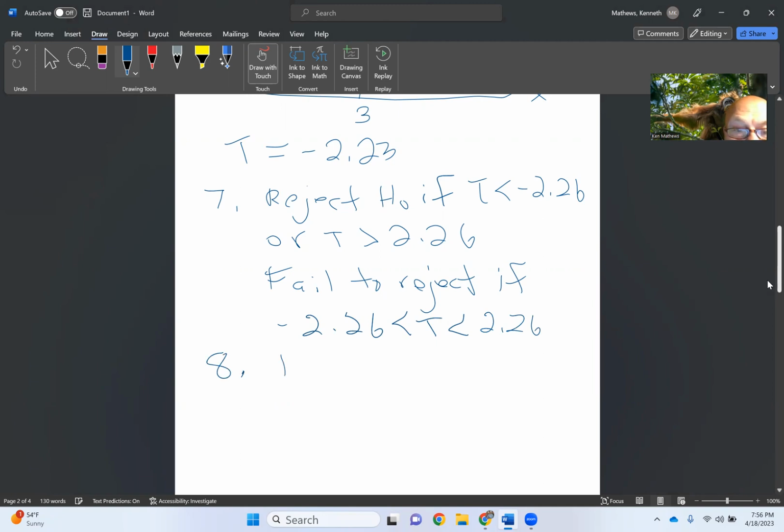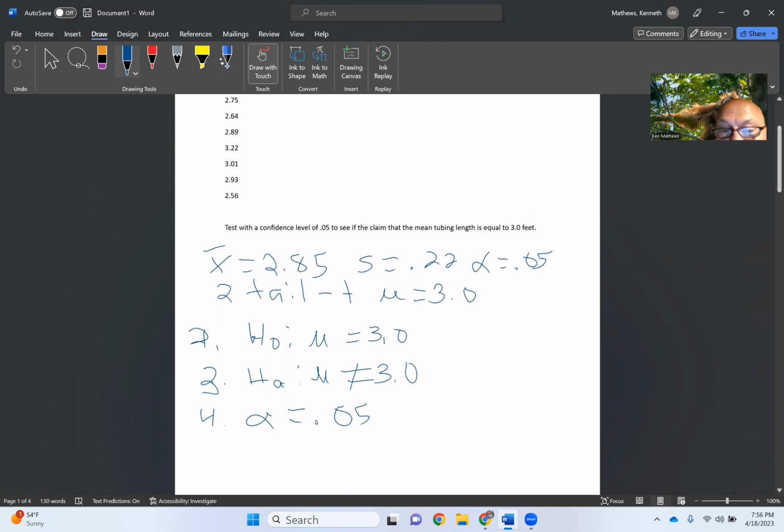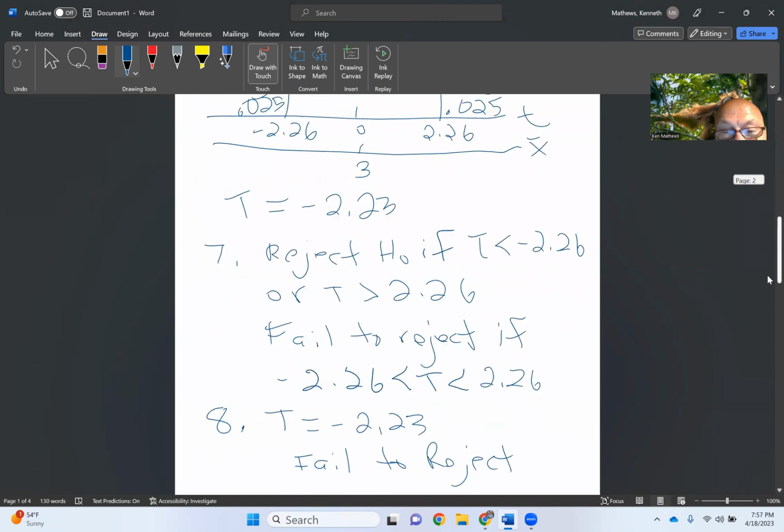All right, step 8. Oh my goodness, the big T value is negative 2.23. Oh, these bastards got away with it. So we failed to reject. Now let's go look at our alternative hypothesis because our statement has to be based on that. The alternative hypothesis is that the mean is not equal to 3. So we did not prove that the mean is not equal to 3.